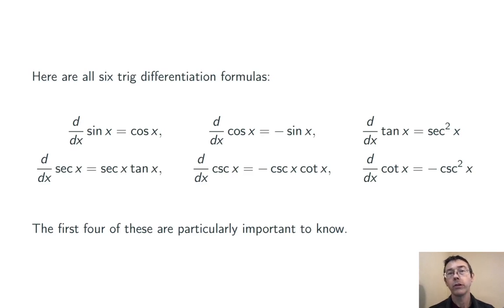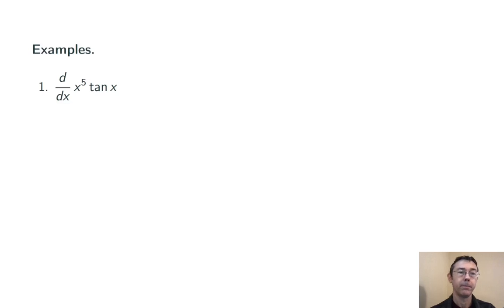Here are all 6 trig differentiation formulas. The 3 that I already mentioned, plus the derivative of secant x is secant x tangent x. The derivative of cosecant x is negative cosecant x cotangent of x. And the derivative of cotangent x is negative cosecant squared of x. The first 4 of these come up the most frequently, and so they're the most important to really have memorized.